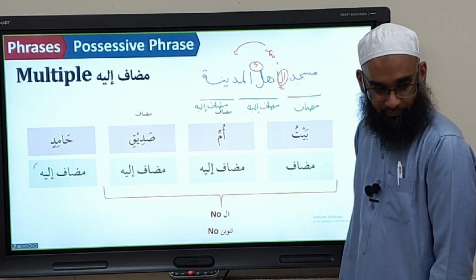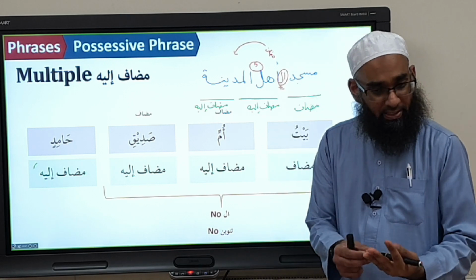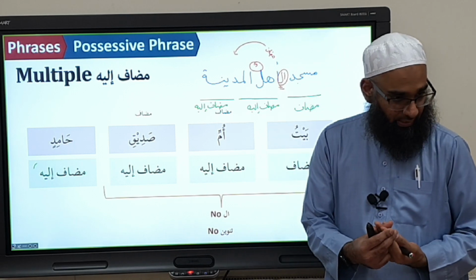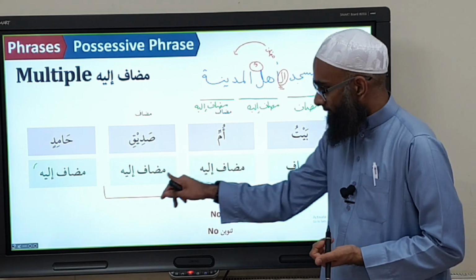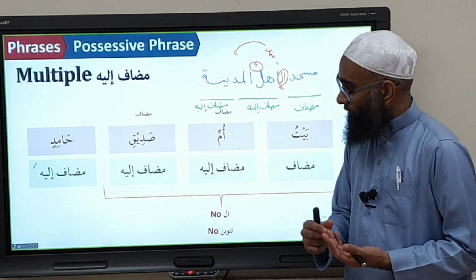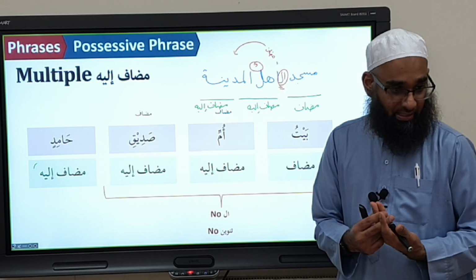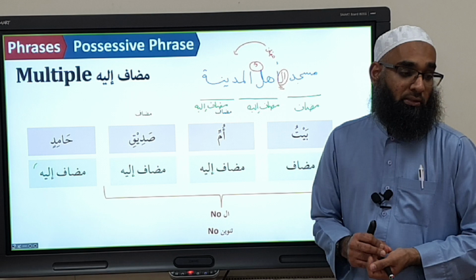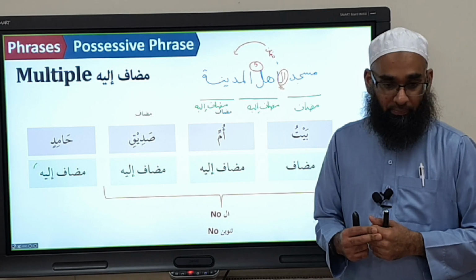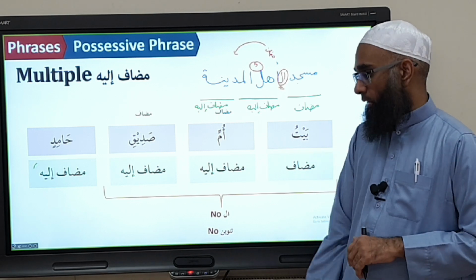You understand? Got it? So the summary is, you can have multiple mudaf ilay, and obviously all the mudaf ilay will have a kasra, and the middle mudaf ilays have an element of mudaf in them. Therefore, they will not have alif lam or tanween. Does that make sense? You following? You understand? Okay.